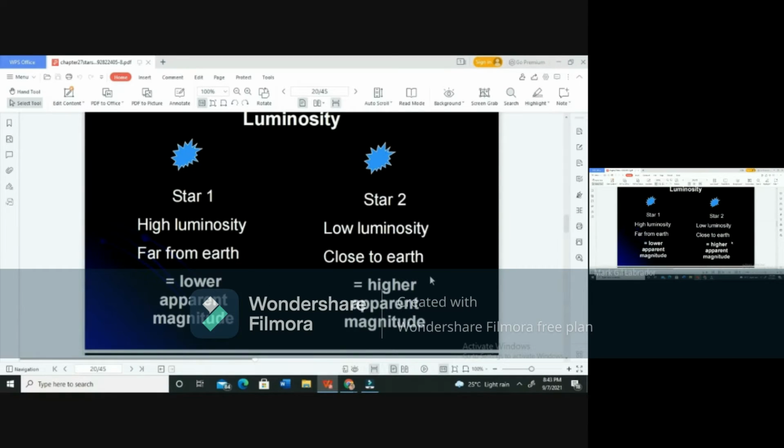So apparent magnitude versus luminosity. For example, may dalawang star tayo. Ang isang star, high luminosity, pero it is very far from Earth. Si star 2, low luminosity, close to the Earth. Meaning, lower apparent magnitude and the other one, the higher apparent magnitude. Yung mga nakikita natin na mga dots o mga stars na maliliit, actually, they have high luminosity. Sobrang liwanag nila, kahit nasa Earth tayo, still nakikita natin sila, kasi even they are very far from Earth.